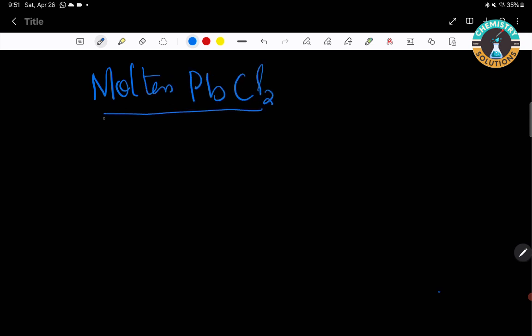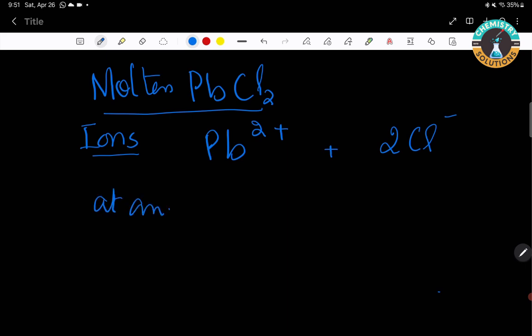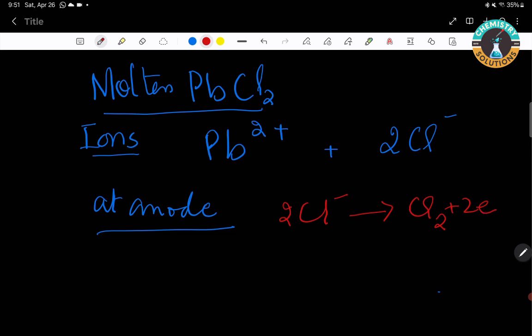So now this is the electrolytic cell. Let me check what kind of examples are given in your syllabus. First of all, molten PbCl2, lead chloride. This one is our electrolyte, and the ions in it are Pb2+ and 2Cl-. The anode is a positively charged electrode, and negative ions will be attracted towards it. So two chloride ions will move to the anode and become chlorine by losing electrons. So oxidation will take place here.